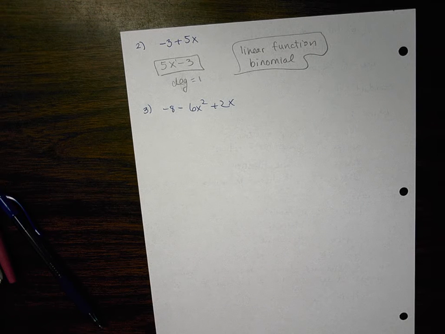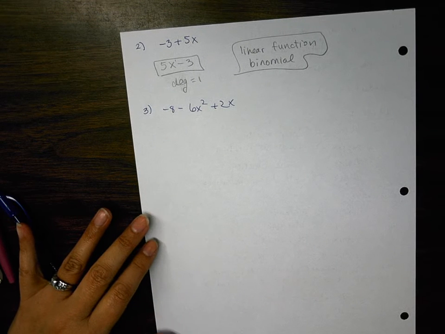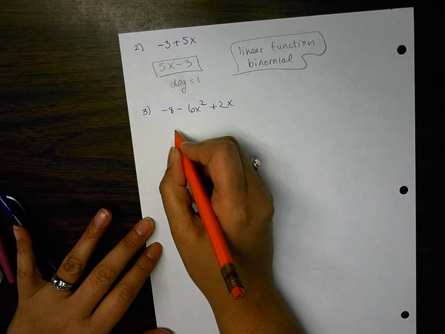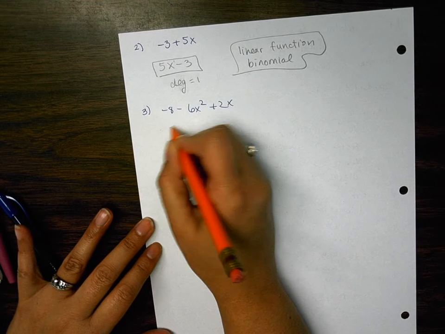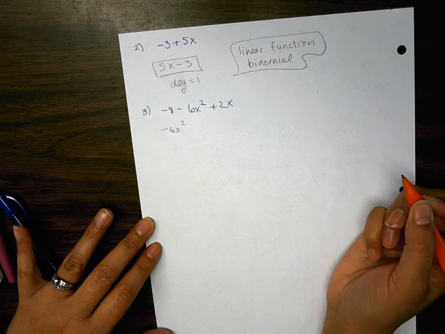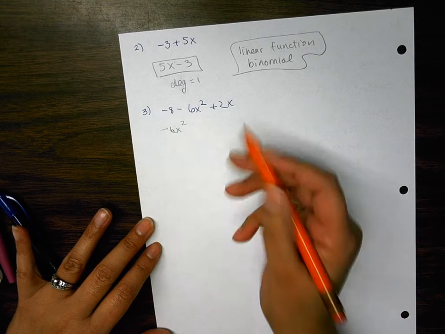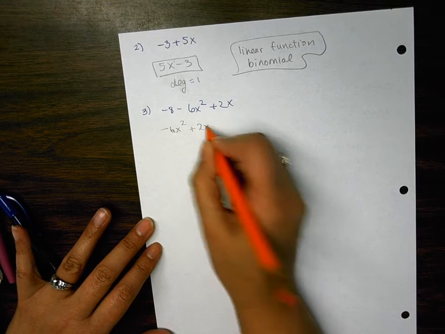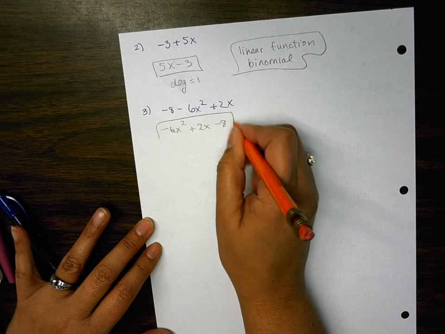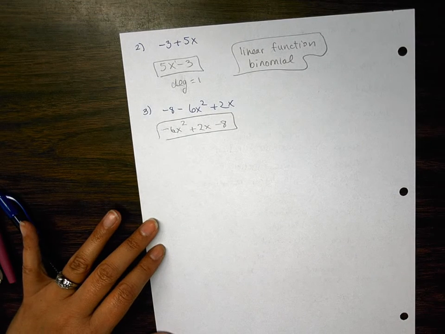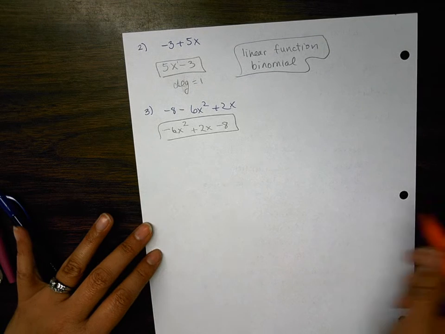Go ahead and write it in standard form first. Below, can you tell me what you would have once you write it in standard form? -6x with the exponent of 2, and the negative sign goes with it. Okay, keep going. Plus 2x. Beautiful. -6x squared plus 2x minus 8. Do we all agree?